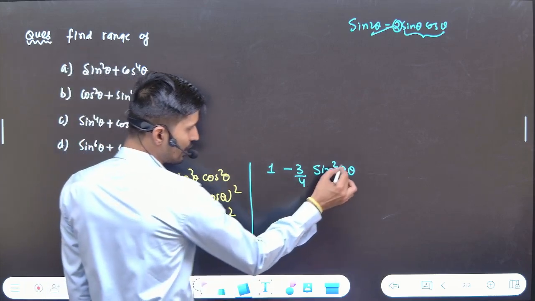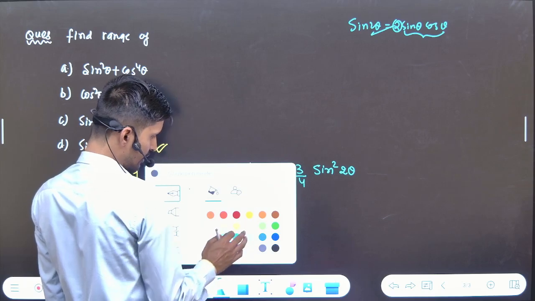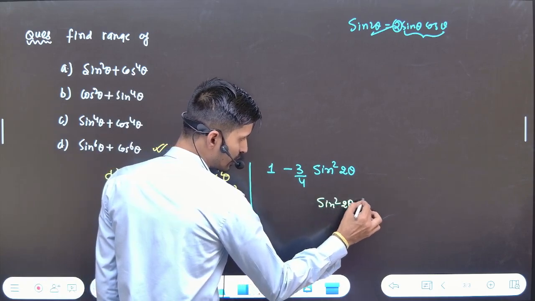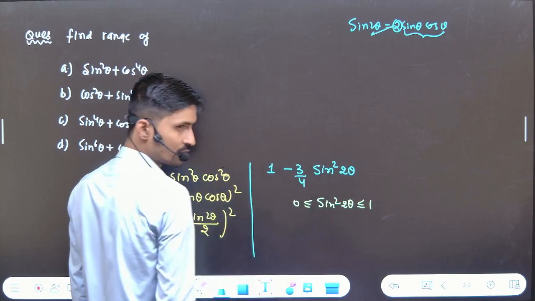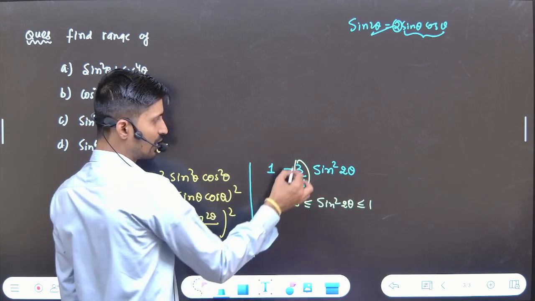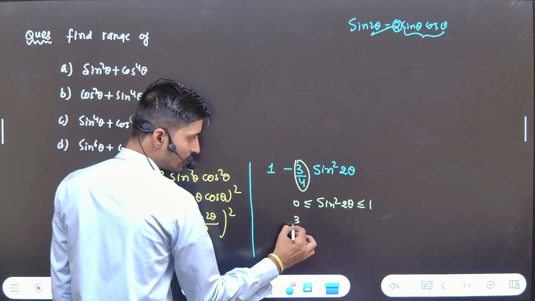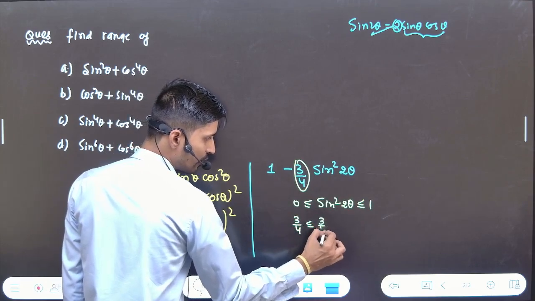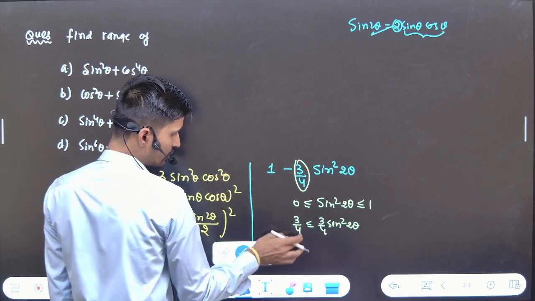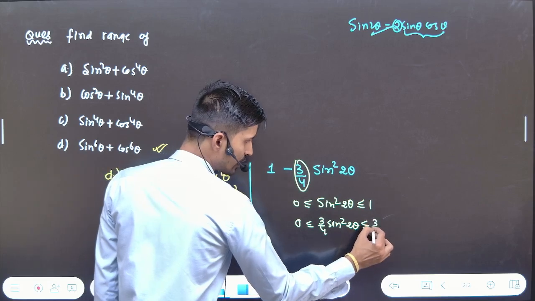How will I solve? First of all, I will take sine square. What is the range of sine square? 0 to 1. So I will write first, sine square 2 theta is less than or equal to 1 and greater than or equal to 0. Now I will multiply 3 by 4 in it, so that will become 3 by 4 sine square 2 theta. When I multiply 3 by 4, 0 into 3 by 4 is 0, and 3 by 4 into 1 is 3 by 4. So 0 is less than or equal to 3 by 4 sine square 2 theta, which is less than or equal to 3 by 4.